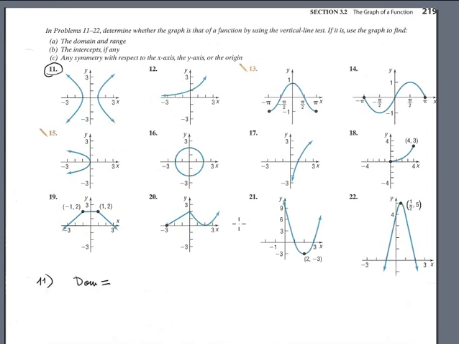This is section 3.2. It's about the graph of a function. Let's start with 11. The graph is given, and the question is to determine the domain and range, the intercepts, if any, and symmetry with respect to the x-axis, y-axis, or the origin. Okay, the domain is obvious. When you project onto the x-axis, okay, this is the domain.